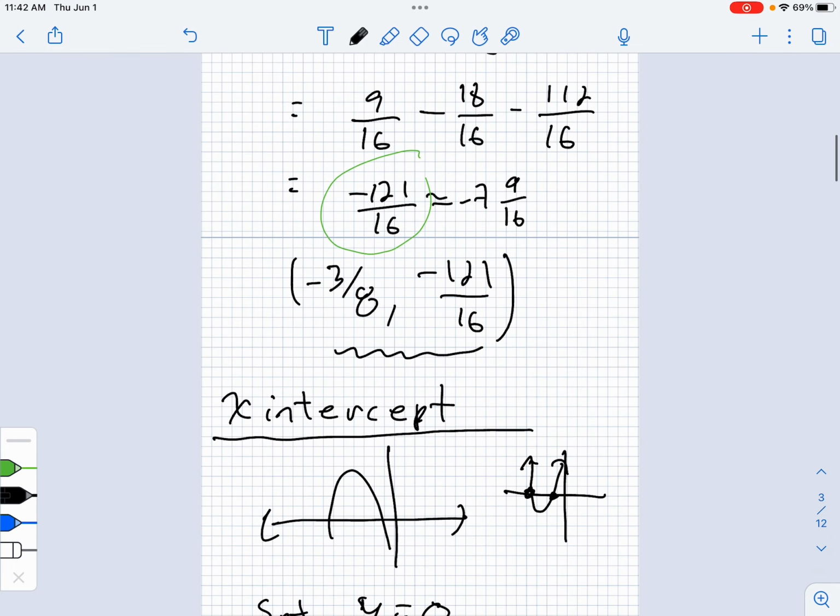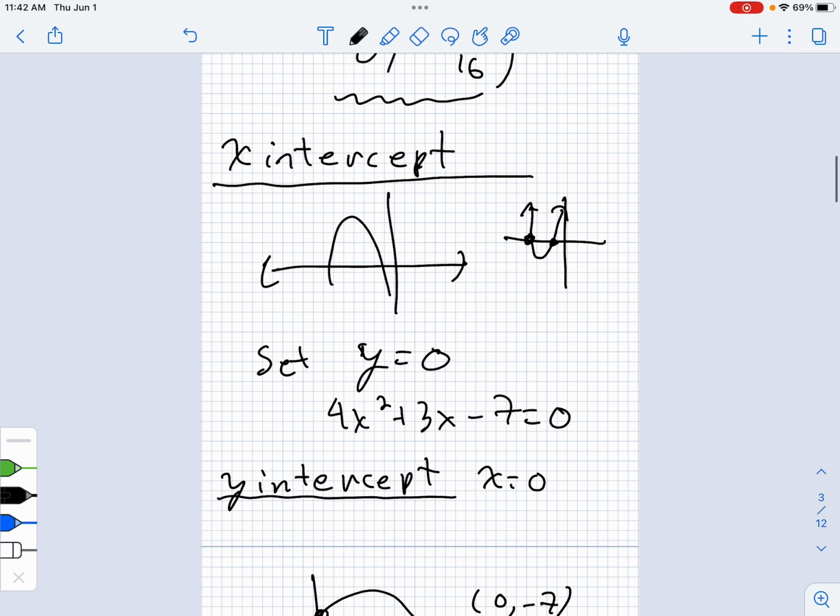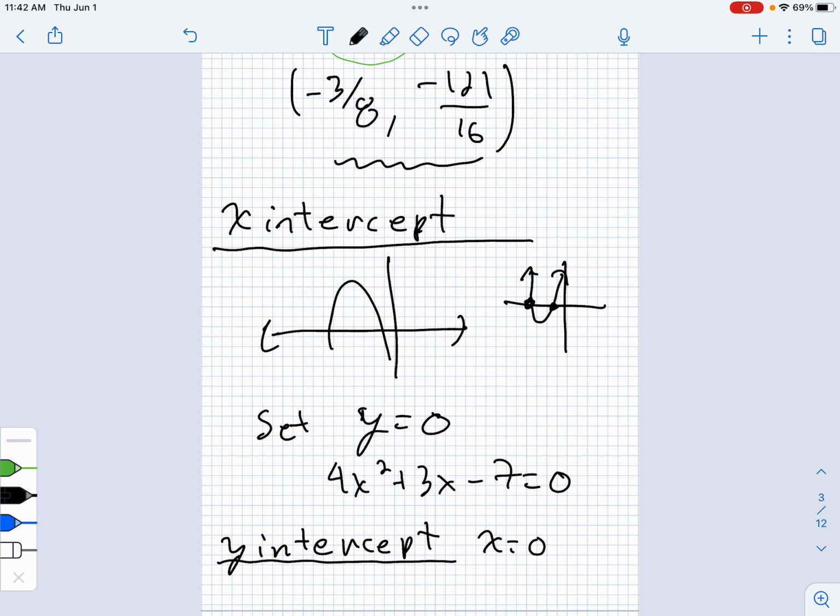Now, a couple of things that I like to do is I like to find the x-intercept and the y-intercept as well as other pieces of information. However, sometimes that's a little hard to do. For the x-intercept, as you see in my graphs, the x-intercept basically stands for where the graph crosses the x-axis, if that actually happens.